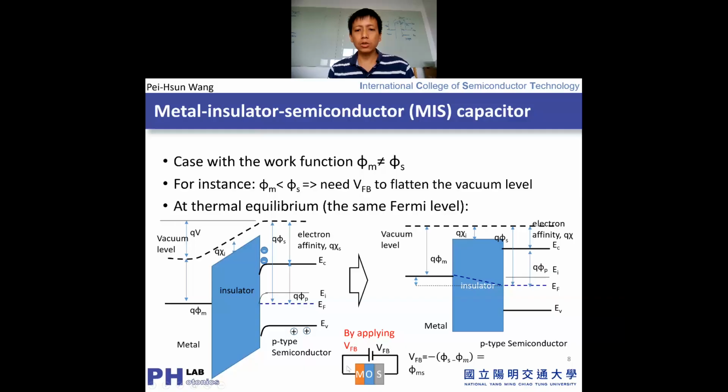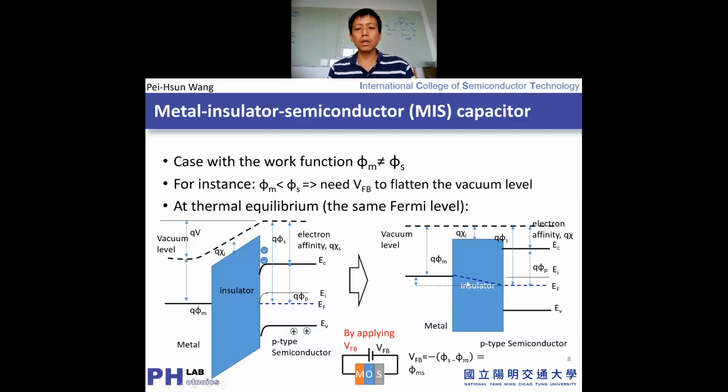This flat band voltage will be positive if the metal work function is larger than the semiconductor work function. And vice versa if the semiconductor work function is initially larger than the metal work function. So what happens here is that we should apply the electric field from right to left. That means you get the higher voltage along the semiconductor part.